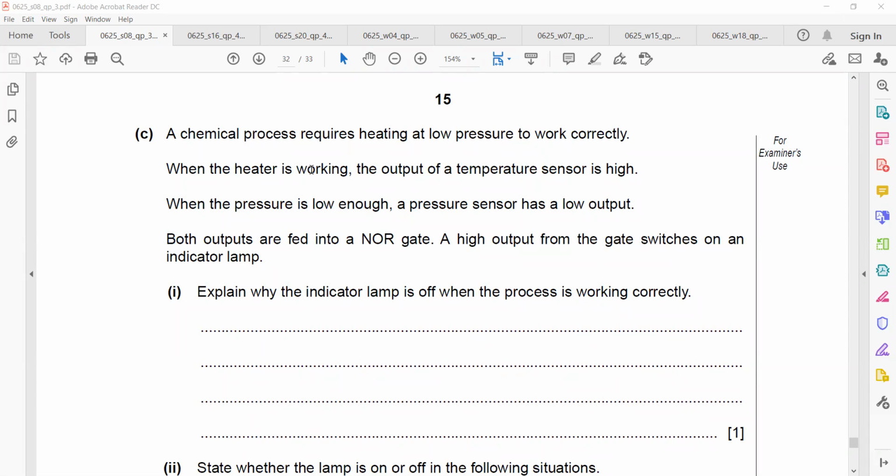In the question, a chemical process requires heating at low pressure to work correctly. Like there's a chemical reaction, so the chemical process requires heating at a low pressure. We want the pressure to be low to work correctly. When the heater is working, the output of a temperature sensor is high. When the pressure is low, the pressure sensor has low output. Both outputs are fed into a NOR gate. A high output from the gate switches on the indicator lamp. Explain why the indicator lamp is off when the process is working correctly.